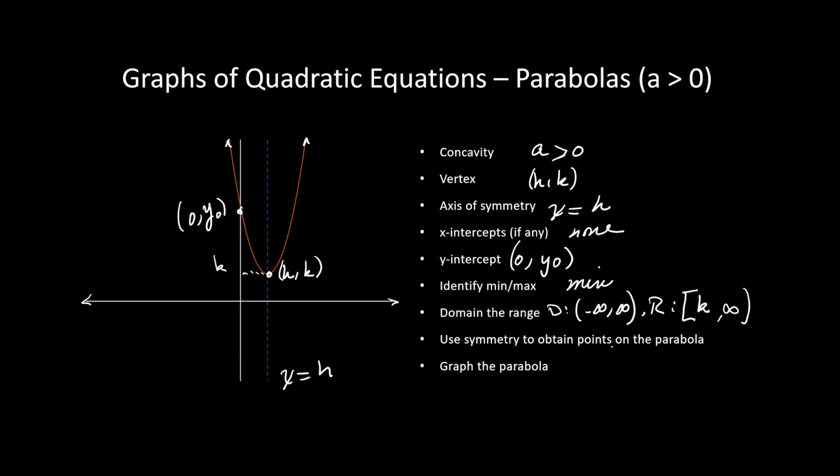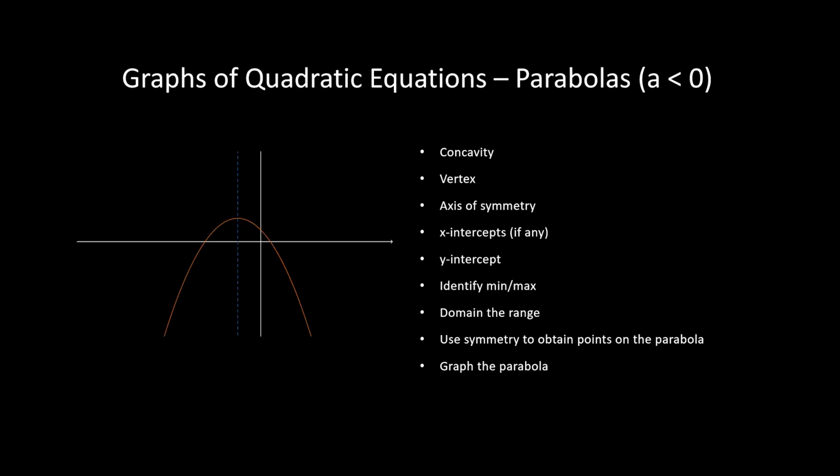And then use symmetry to obtain points on the parabola. One point that's obvious that we can use the symmetry for is the y-intercept. If there's a distance d here, we go another distance d this way, and this point sits on the parabola. Okay? And once we have these, we can plot the parabola.